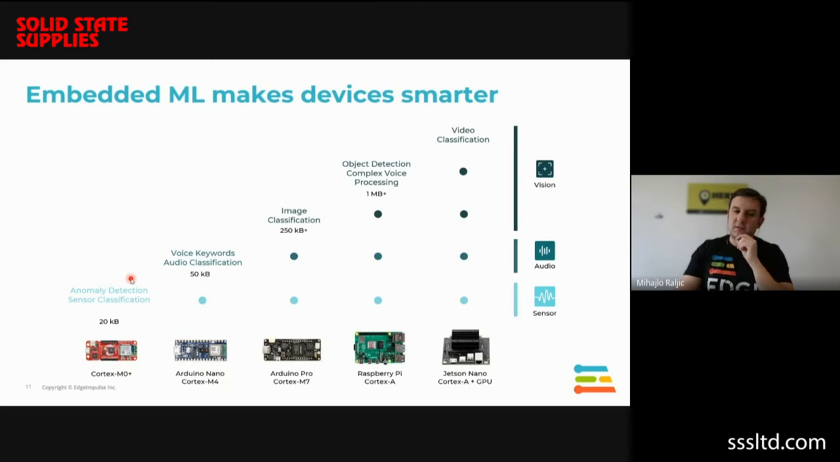We have one specific customer for which we have managed to get 3 or 4 words going on an M0 even, not as M0+, but an M0. And if you go a bit more upstream in terms of the complexity of the hardware, you can do more, obviously. You can do object detection on a Raspberry Pi and complex voice processing. So that's pretty much the upper end.